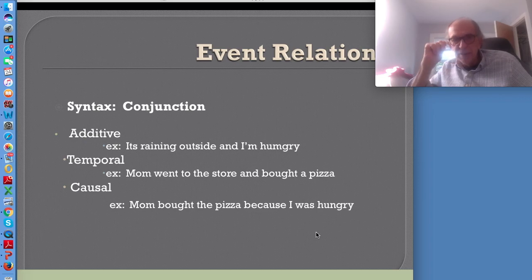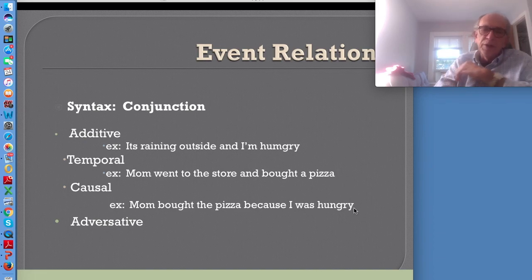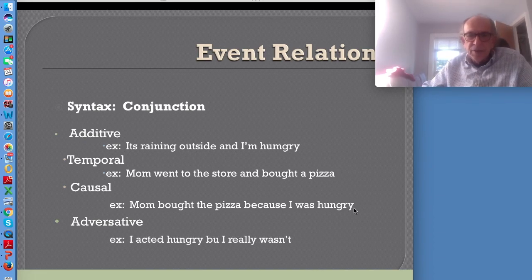It's meaningfully generated. A time sequence, a cause connection, and then the last type is adversative of event relation, as in, I acted hungry, but I really wasn't. Look, I misspelled but. How sad. I acted hungry, but I really wasn't. Adversative is a comparative relationship between two events, where one is, in a sense, contrasted with the other, or is the opposite. You see, I acted, but I wasn't. See that? And but is a typical conjunction that connects these things.